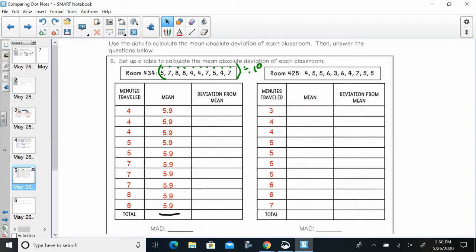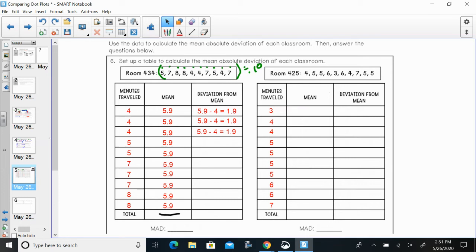Now, once we have the mean of the data, I'm going to see how far each data point is from the mean. We call that deviation, how far away something is from the mean. To do that, we're just going to write a simple subtraction problem. I'm going to take my mean and subtract my data point from it. My mean was 5.9, take away 4 is 1.9. Well, all of those are going to be the same exact thing.